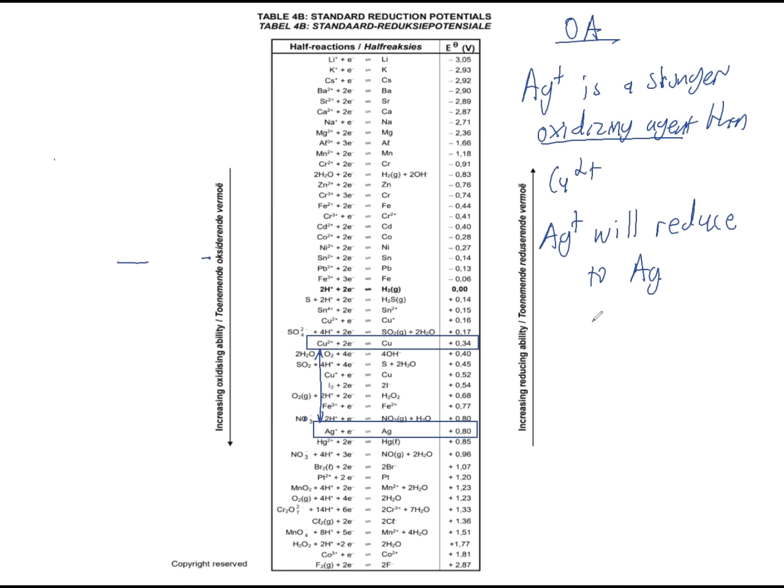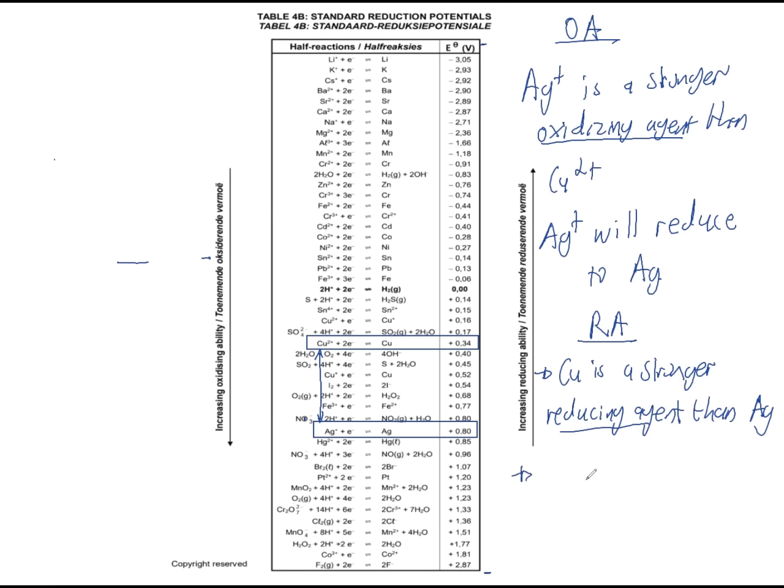But then again, you can also explain using reducing agents. Remember, with reducing agents, it increases from the bottom all the way to the top. So in this case, you'd have to say copper is a stronger reducing agent than Ag. So copper is a stronger reducing agent than silver.